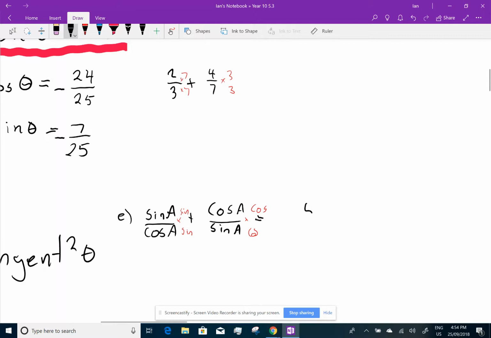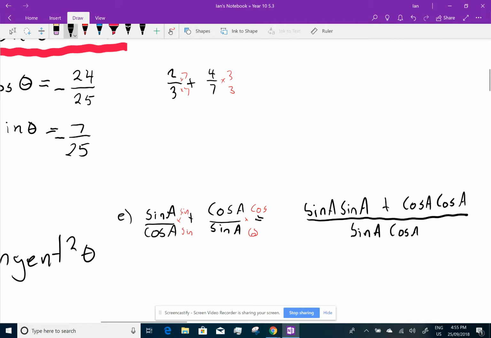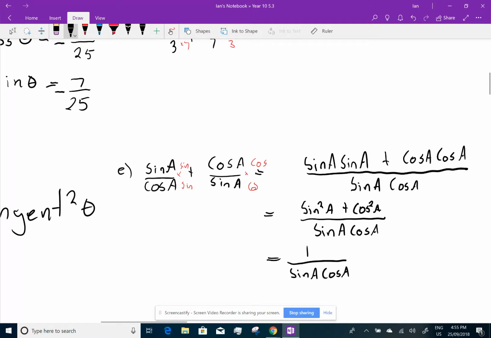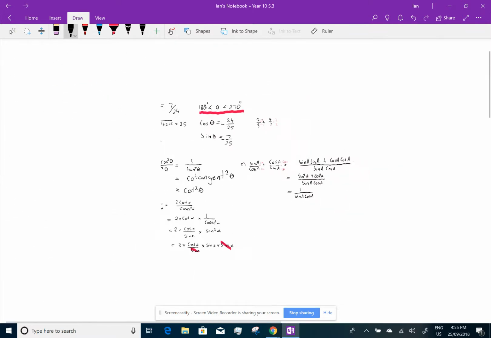So here we go. I'm going to get sine A times sine A. I'm really writing this out for you. And cos A, and I'm just going to write the one denominator because it's the same denominator, which is cos A sine A. But I like to write sine A first. So sine A cos A. And I wouldn't have even written that line. I would have written, well, that's sine squared A plus cos squared A over sine A cos A. And sine squared plus cos squared is 1. So I get 1 over sine A cos A, which is the answer. Okay, so that's a bit of simplifying.